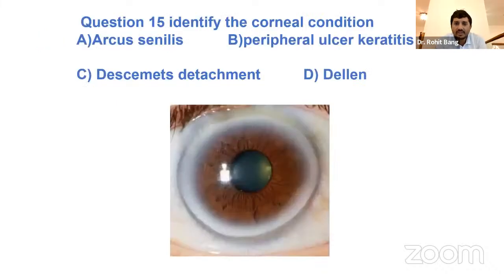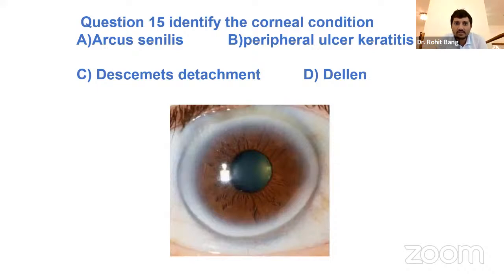Now identify the picture, coming back to something very simple. Whether this shows an arcus senilis, a peripheral ulcerative keratitis or PUK, as we commonly know it, a simple Descemet's detachment, or the presence of a Dellen. In a 65-year-old male, asymptomatic patient, whether it's an arcus senilis, a PUK, a Descemet's detachment, or a Dellen.